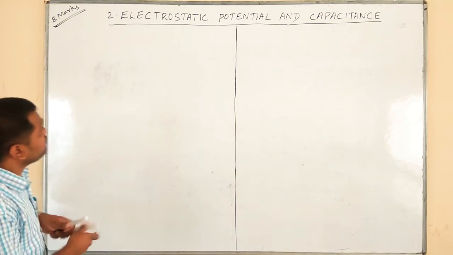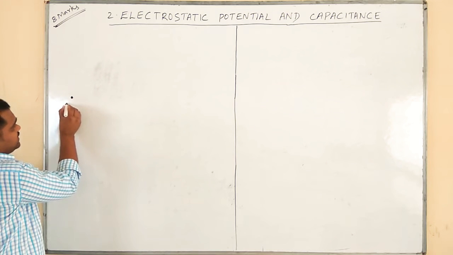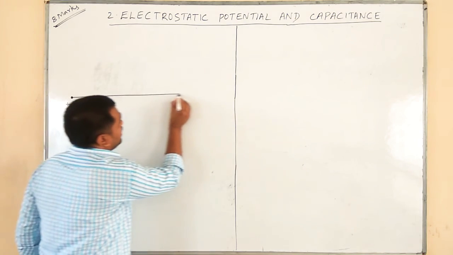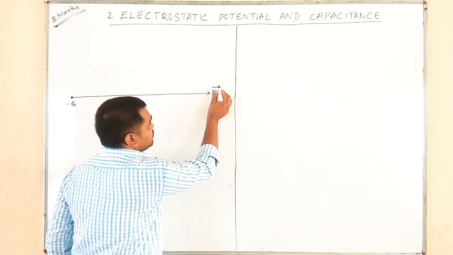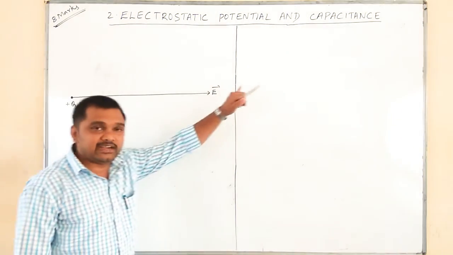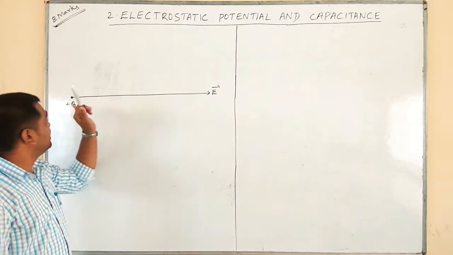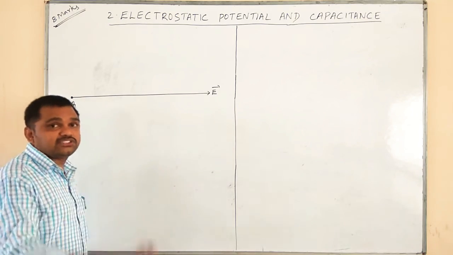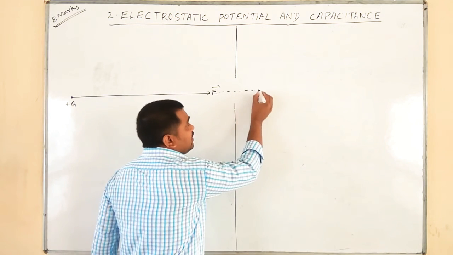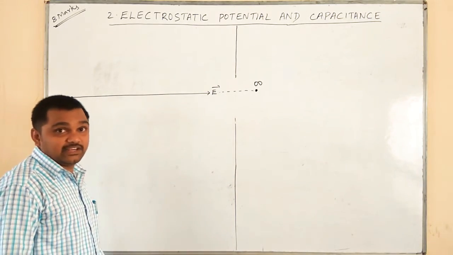First of all, let us consider a unit positive source charge plus Q, which gives the direction of electric field outwards. This electric field will be outwards. It starts from the positive charge and ends at infinity. At infinity, the value of electric field due to this positive charge becomes 0. Therefore, let us consider a point called infinity. At infinity, the electric field will be 0.